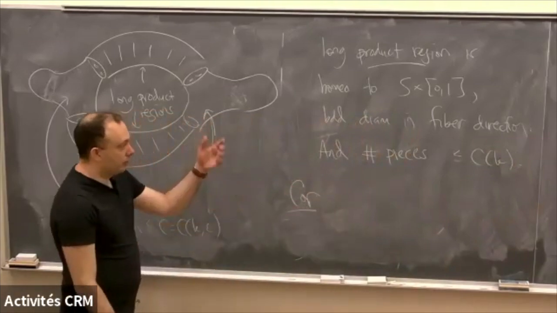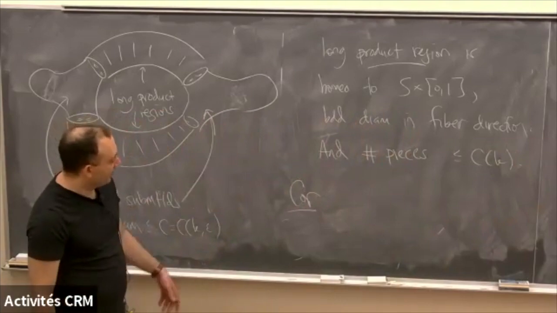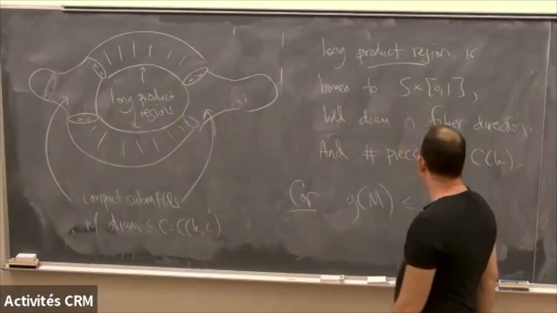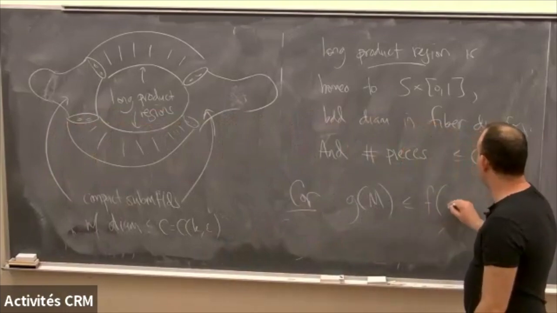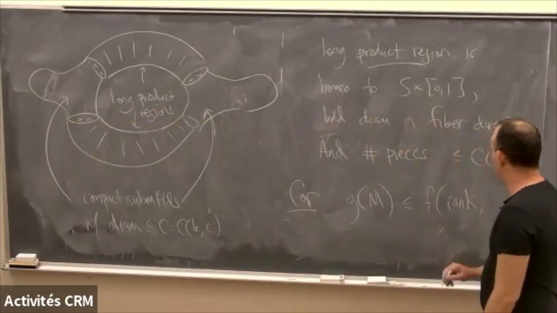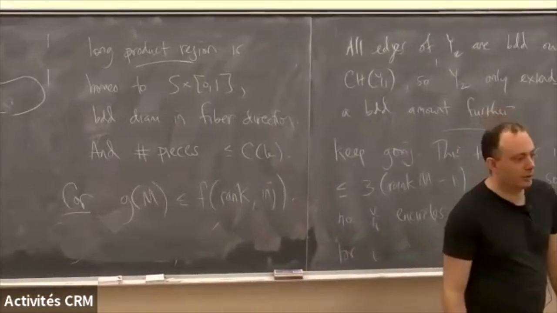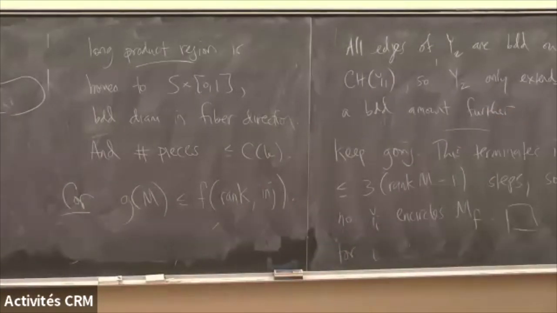From this you can get a lot of cool results, and maybe I'll just end by stating one thing, since we were talking so much about Heegaard genus earlier. One thing that you get from this is that the Heegaard genus of M is bounded above by some function of, not just the rank, but the injectivity radius. You remember I stated earlier that it's unknown whether Heegaard genus is bounded above by a function of the rank, and that's still unknown, but we know it's bounded above by a function of those two invariants.